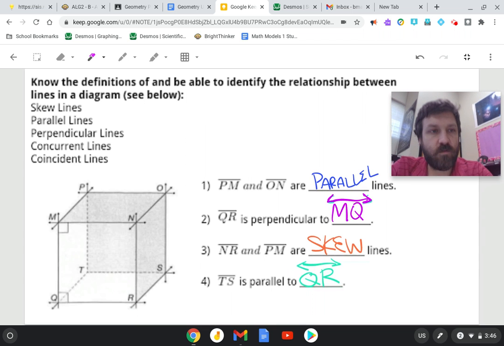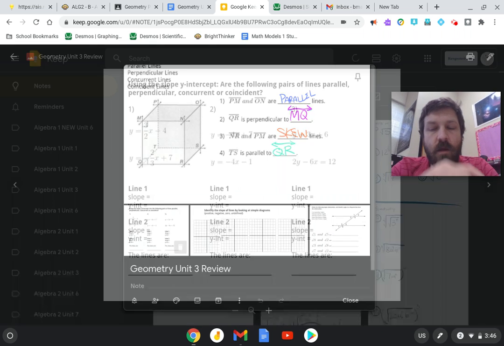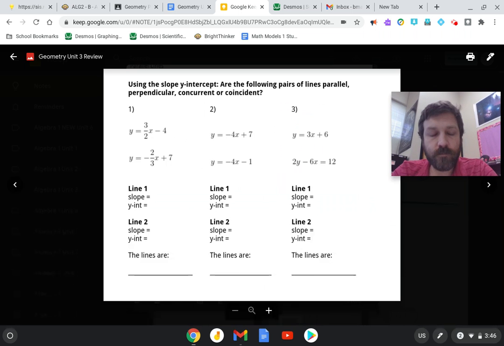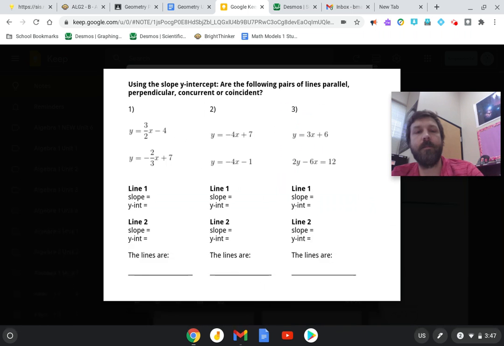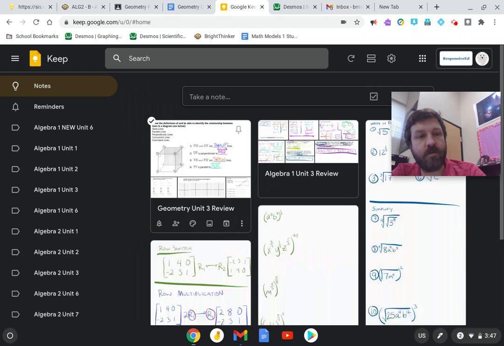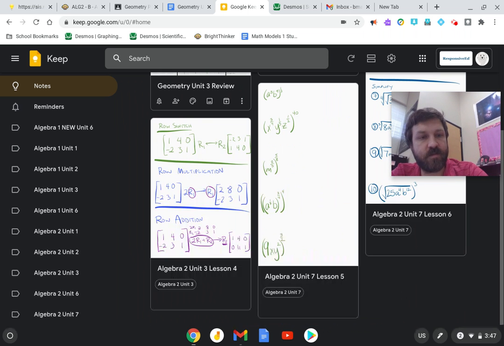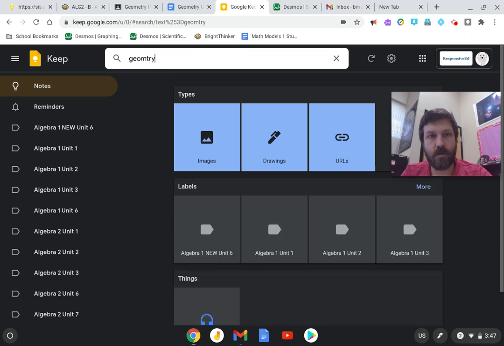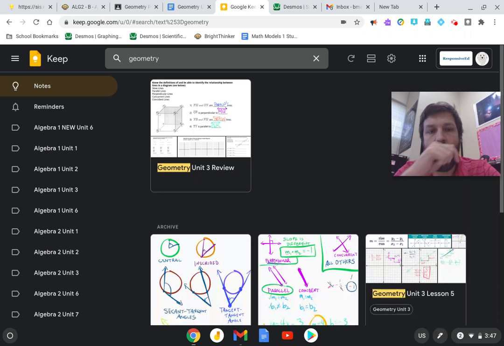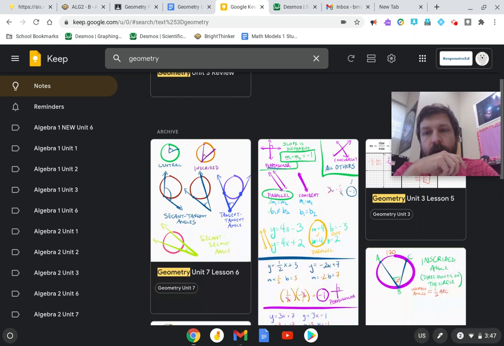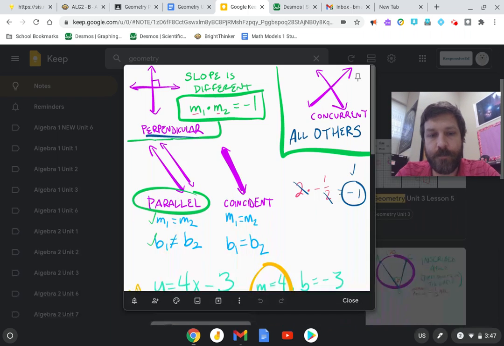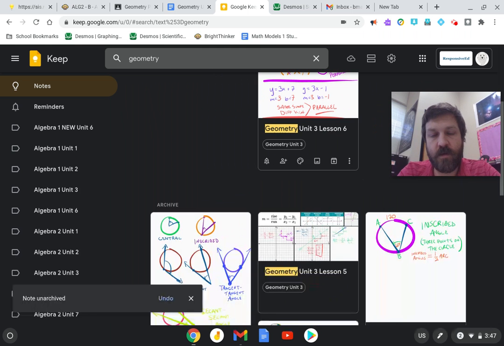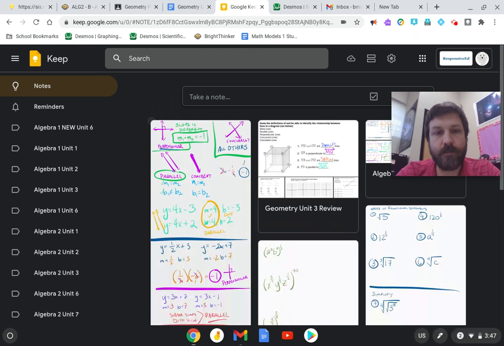All right, let's look at our next one. Next section. Using the slope and y-intercept, are the following pairs of lines parallel, perpendicular, concurrent, or coincident? Real quick, this is coming from something we learned in our previous unit. Let me open this. Here we go. All right.